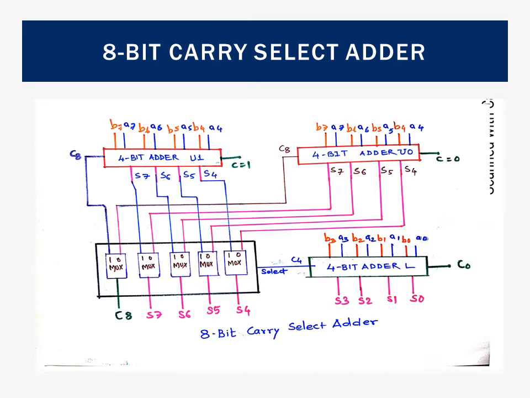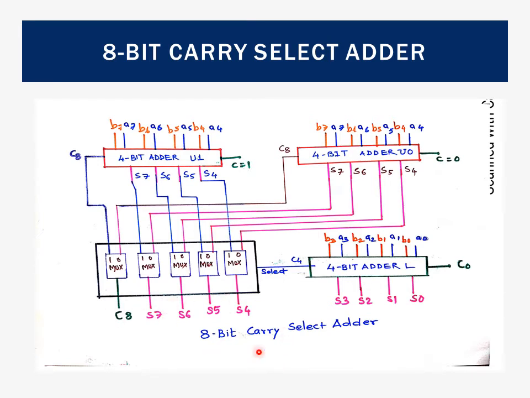And both sets of results are used as inputs to an array of 2:1 multiplexers. The carry bit C4 from the adder L is used as the mux select signal here. Now if C4 is equal to 0, then the result of U0 is sent to the output, while a value of C4 equal to 1 selects the results of U1 for S7, S6, S5 and S4.